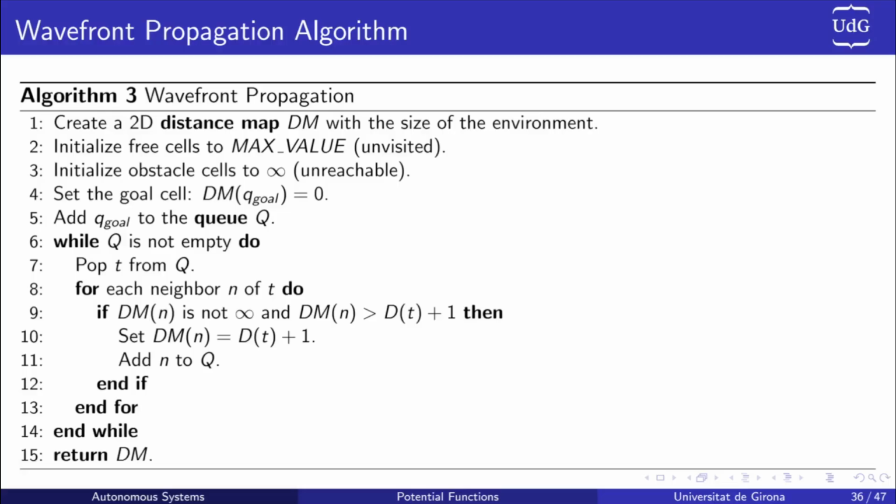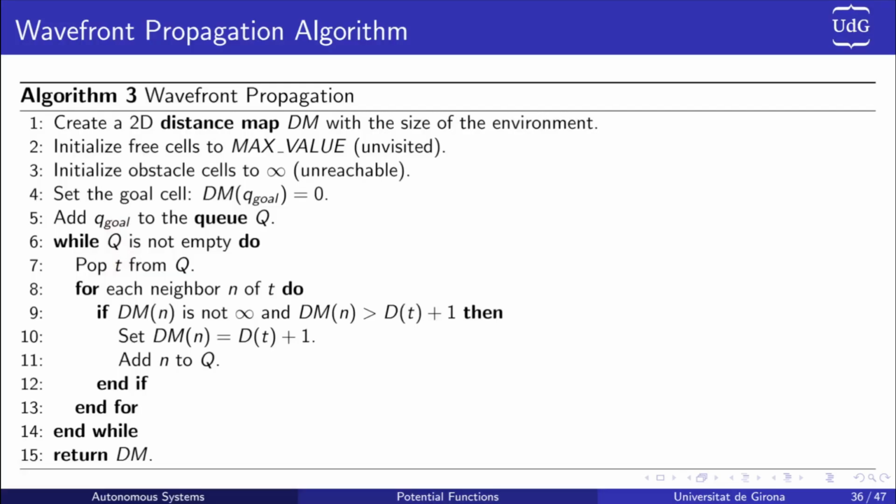Then whenever we have initialized that, we take the goal, the cell Q goal that contains the goal. This can be imagined as an XY position or an IJ position. We set this position in the distance map to 0 and add the position of this Q goal to the queue. Then while this queue has elements, initially we'll have only the goal, but we will be adding new elements to this queue.